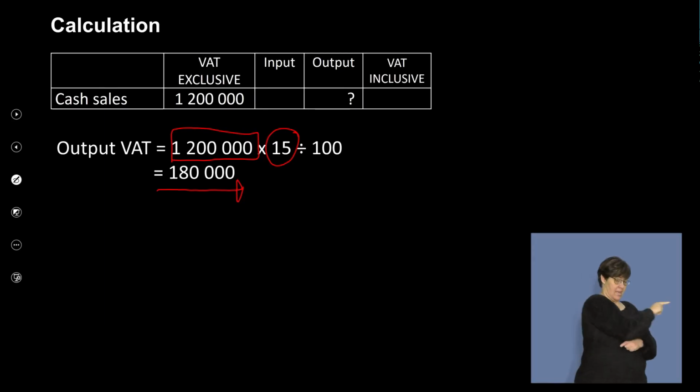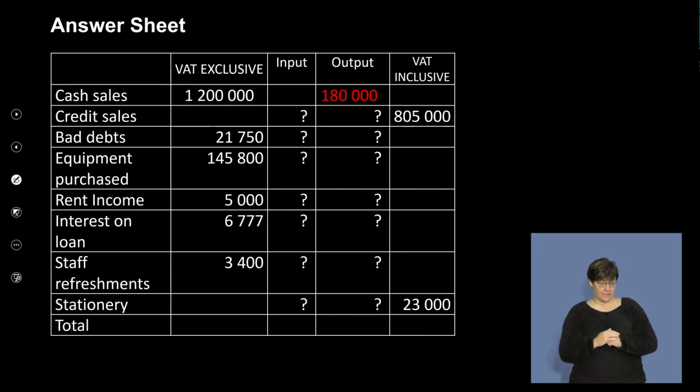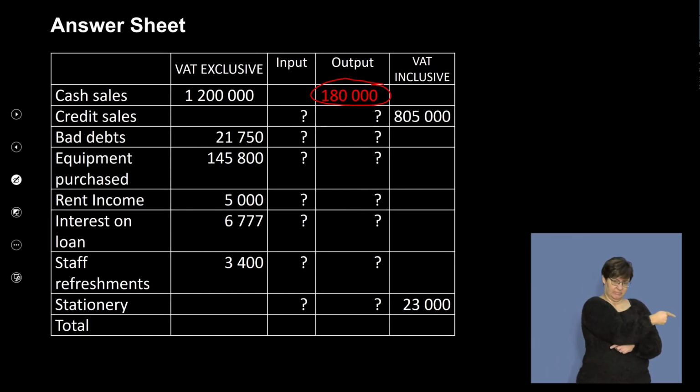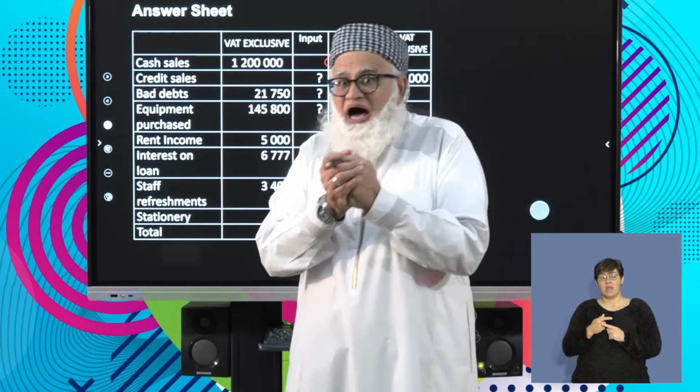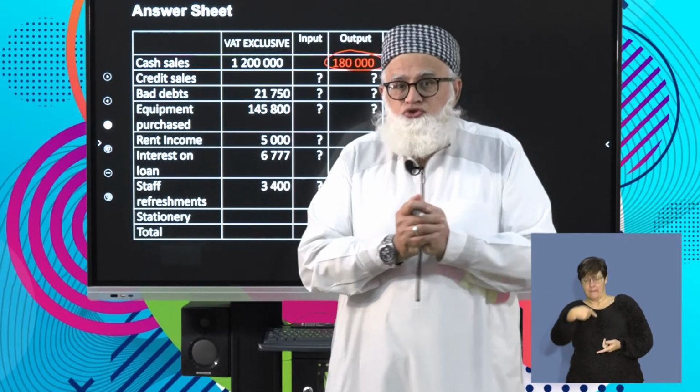So clearly you can see, there's the 180,000, which is my output VAT, the amount that I need to pay over to SARS. Keep that in mind, that this is the VAT that I've collected from the customers. Remember, as a VAT vendor, you're an agent of SARS. You're collecting on their behalf to be paid over to them.